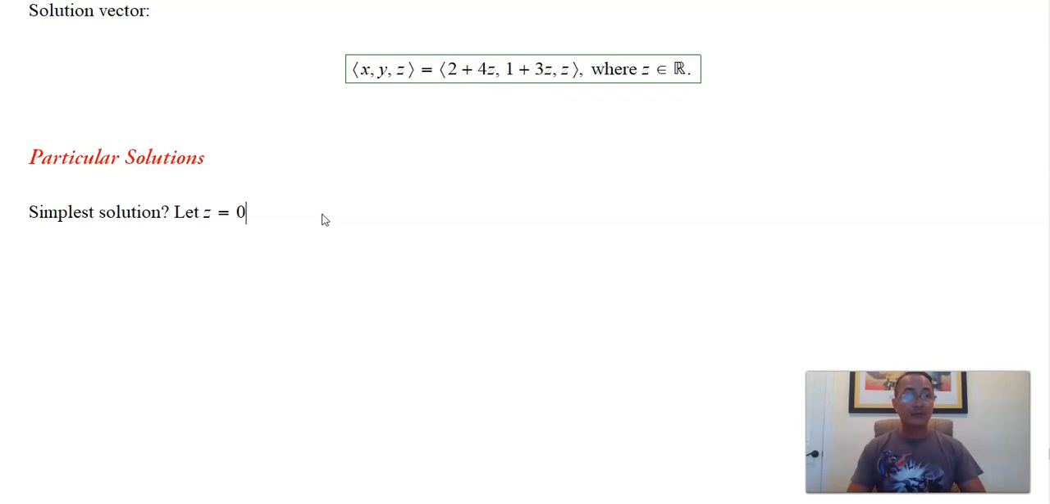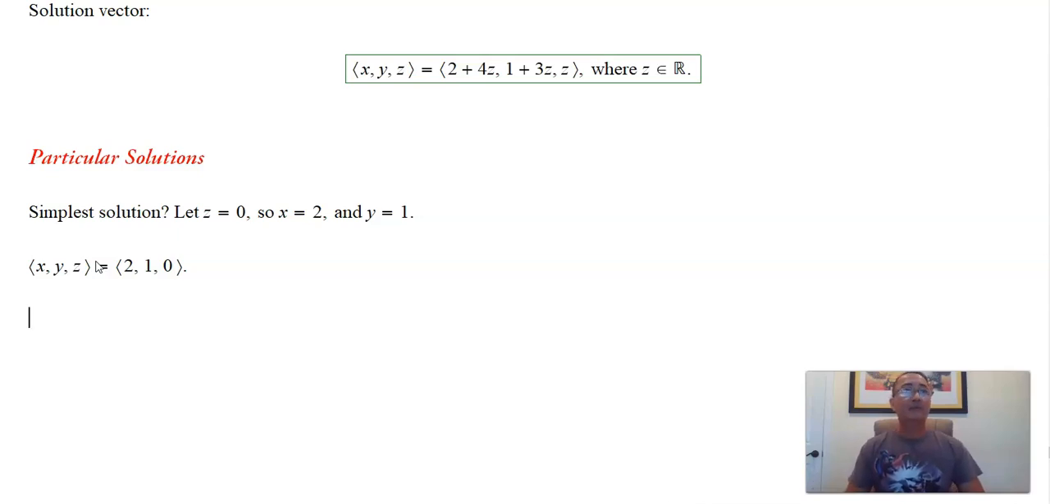So let z be equal to 0. And if z is 0, what is the value of x? We will get 2 plus 0 or 2. And y will be 1 plus 0 or just 1. So this is an example of what is called a particular solution. So we can say, in particular, if z is 0, then we get the solution x is 2, y is 1, z is 0. So we can summarize that with our solution vector: x is 2, y is 1, and z is 0.